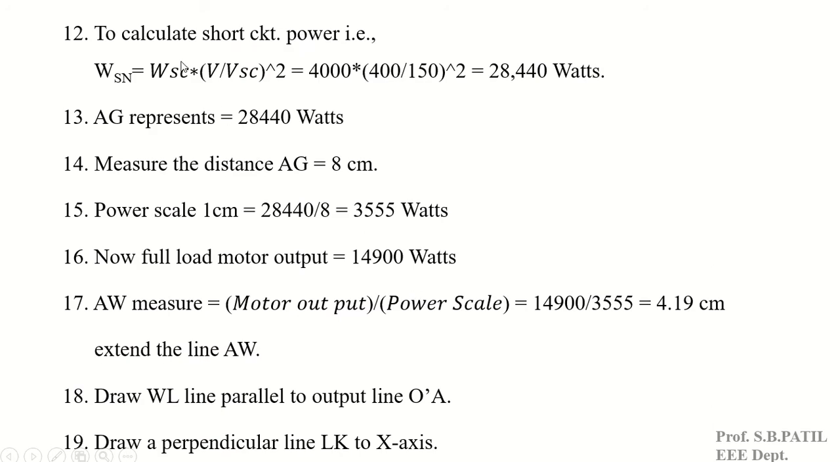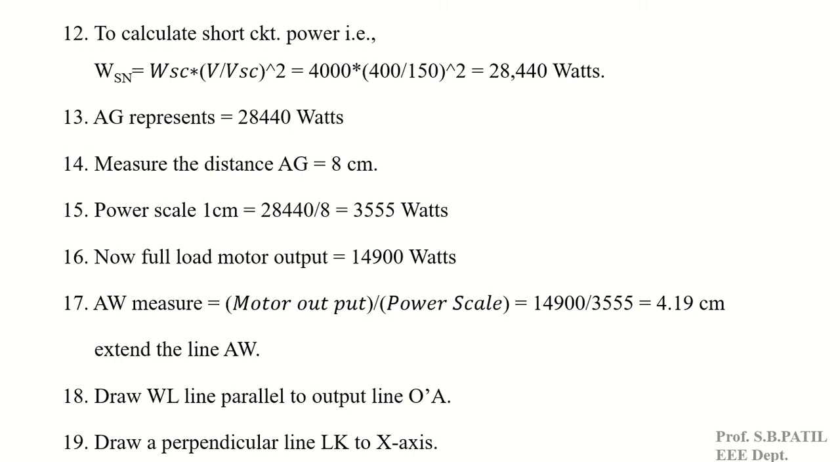Next, to calculate the short circuit power, that is WSN equal to WSC into (E by VSC) whole square. That value is 28,440 watts. That AG represents the 28,440 watts. And measure the distance AG. Actually, by taking the scale now, we have to measure it. It will give you 8 centimeter.